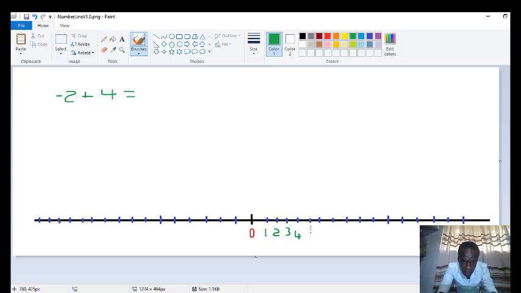4, 5, 6, 7, 8. Oops, too close. 8, 9, and let's say that we have a 10 here. Let's not go further. Let's stop with 11.